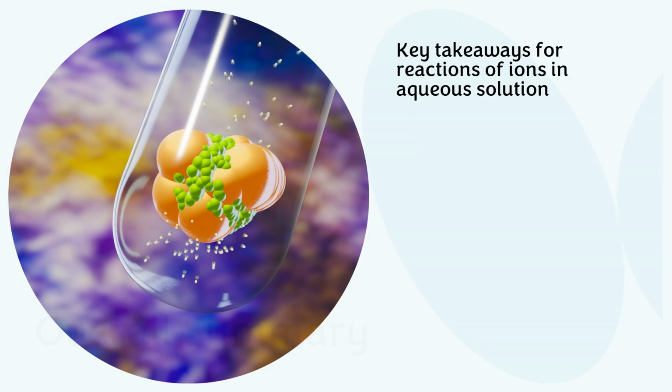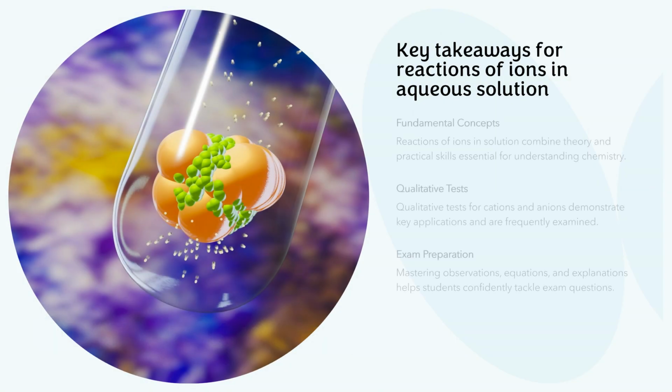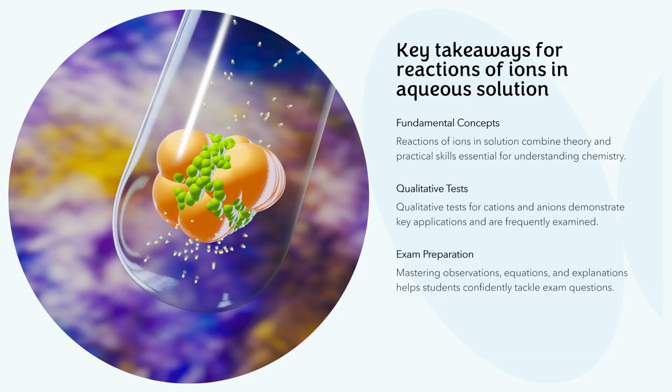Key takeaways for reactions of ions in aqueous solution. In aqueous solutions, ions react to form precipitates, gases, or water. Understanding these reactions helps explain many practical laboratory tests and chemical processes. You should now be able to predict reactions in aqueous solution, write ionic equations, identify spectator ions, and recognize the tests for common ions. These are key skills for success in A-level chemistry.